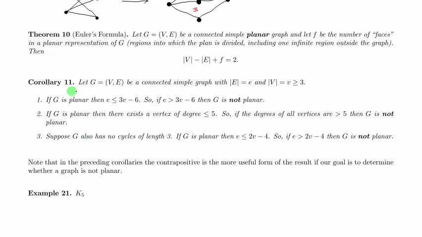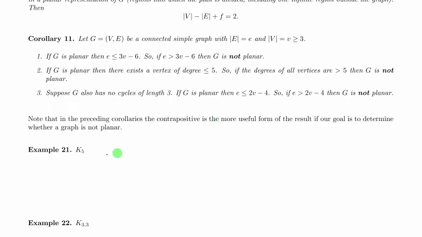If we do have cycles of length 3 and we're using part 1, if I calculate this for the inequality and E is less than or equal to 3V minus 6, then I can't say anything one way or the other about the planarity of G. And similarly here, if I have vertices whose degree is less than or equal to 5, then it doesn't mean that G is necessarily planar. It may be, it might not be.